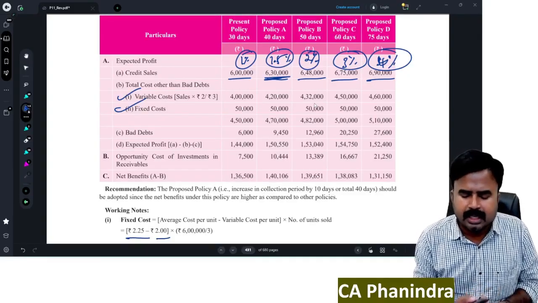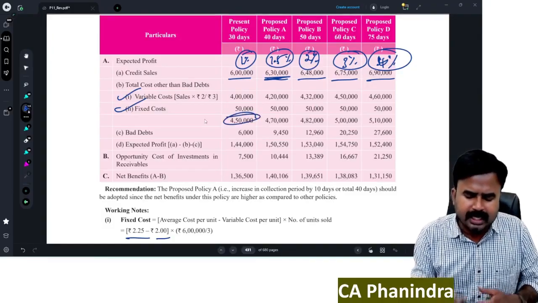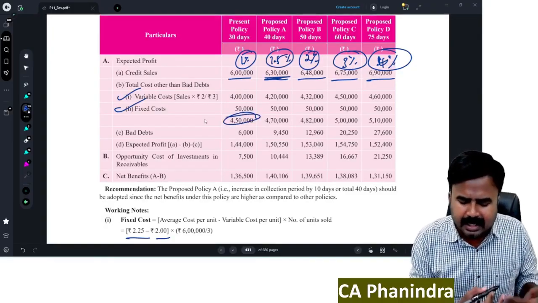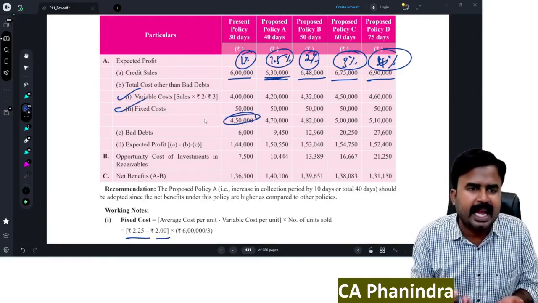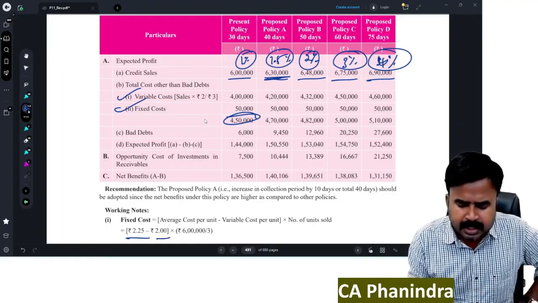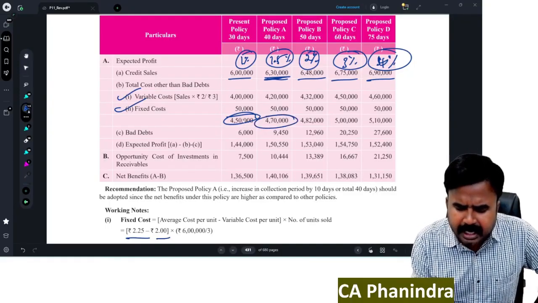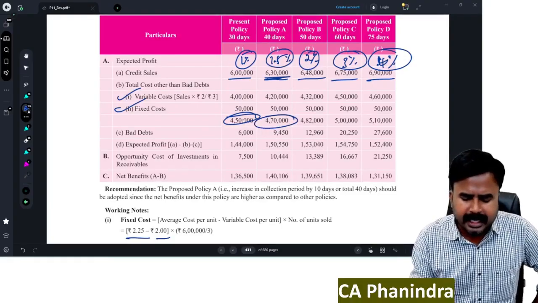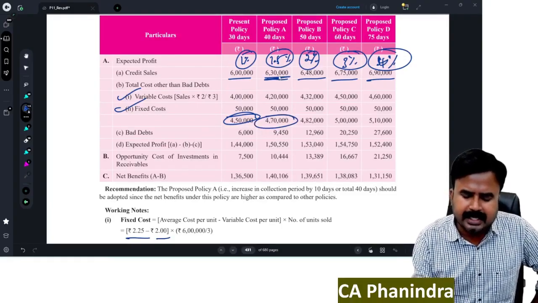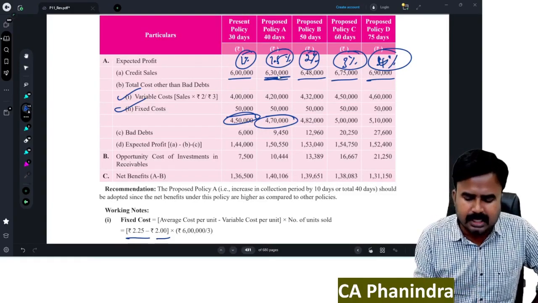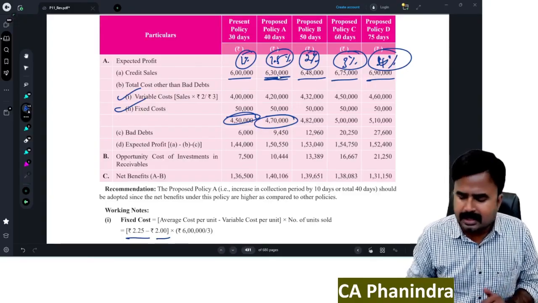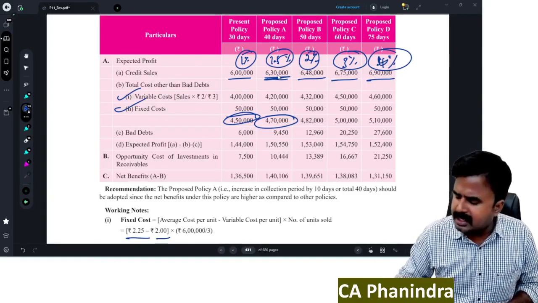That was not given here. They've just taken total cost only, and then they have written bad debts, and finally they got expected profit because the cash discount is not available here. So like that, you have to calculate even for proposed policy A: get the total cost, deduct it from credit sales, then arrive at the profit before adjustment of bad debts. Then deduct the bad debts. You know the percentage of bad debts under the existing policy is 1%.